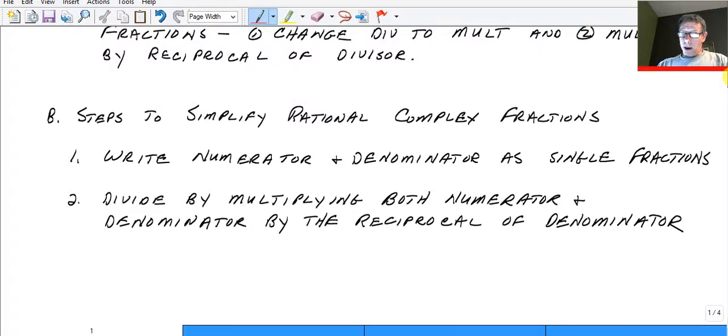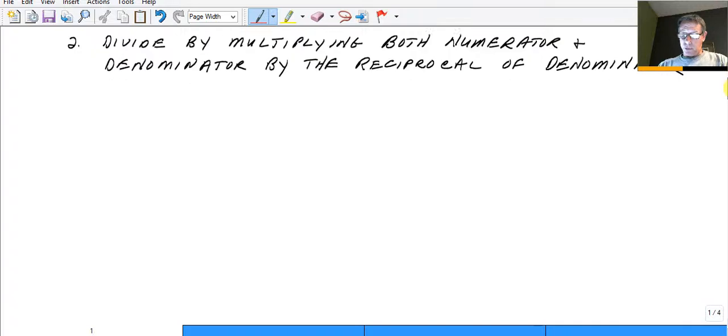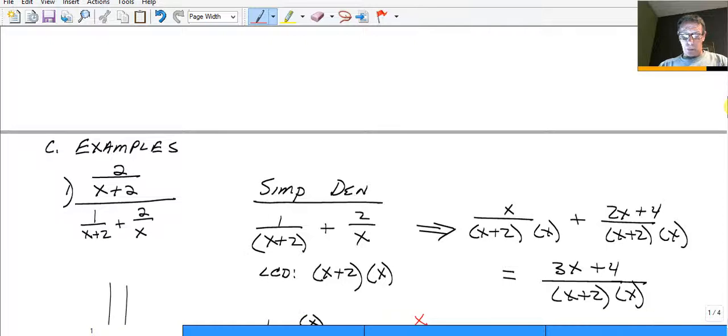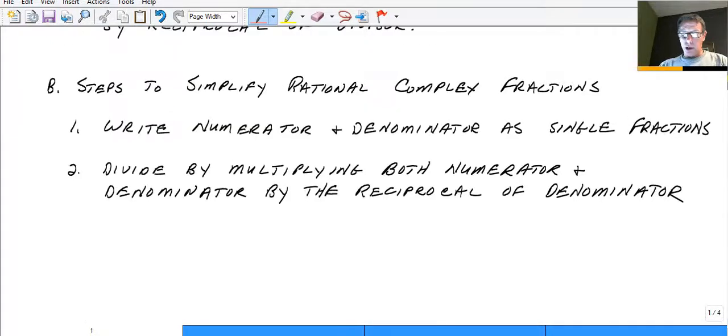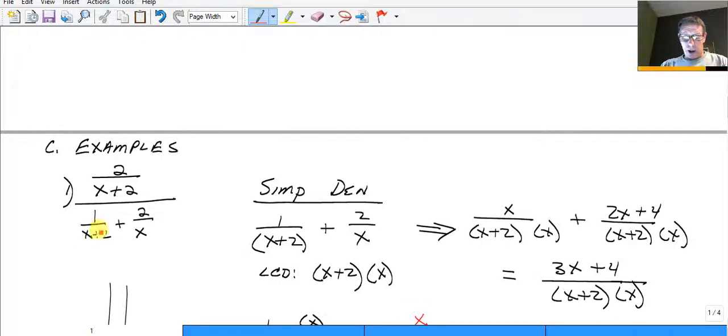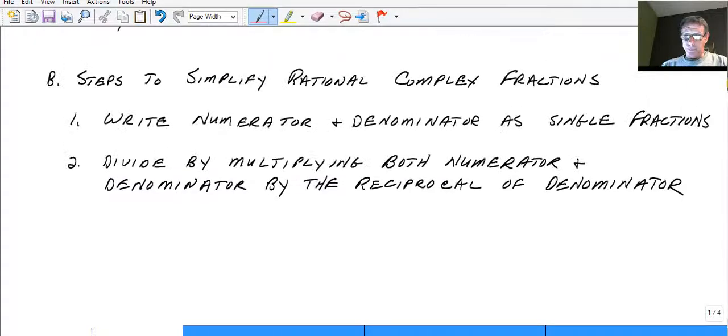Okay, so what we're going to do when we have complex polynomials, for example this one down here, where I definitely have a polynomial over a polynomial, is write the numerator and the denominator as single fractions. The denominator has a fraction plus a fraction, and we need to get that to be one fraction. If the numerator has multiple fractions in it, we need to get those to be one fraction. Then I'm going to use that technique of multiplying both the numerator and the denominator by the reciprocal of the denominator, which is what I have here. So let's go ahead and give that a shot.